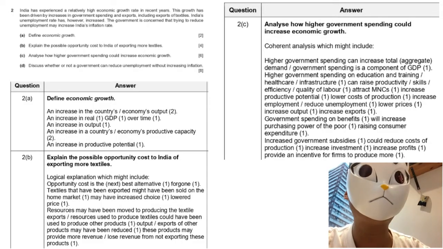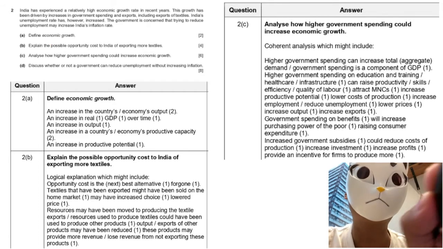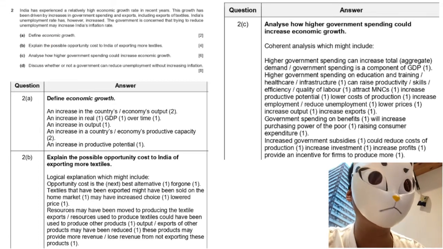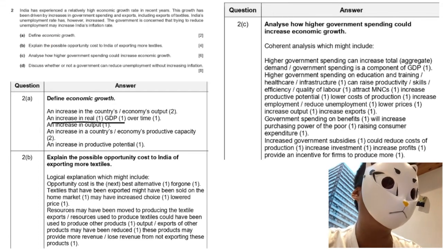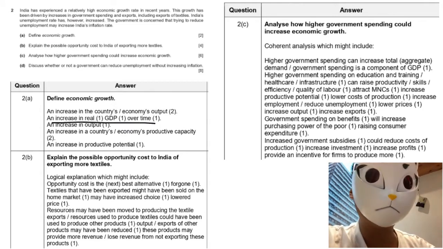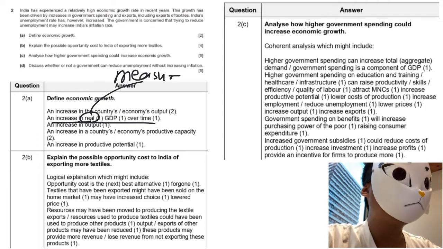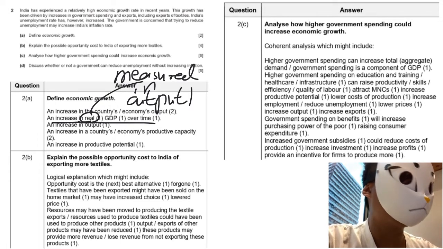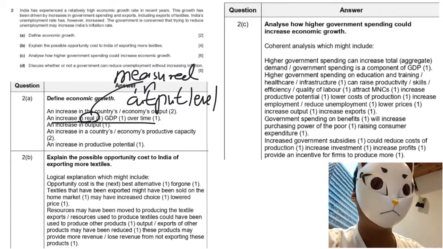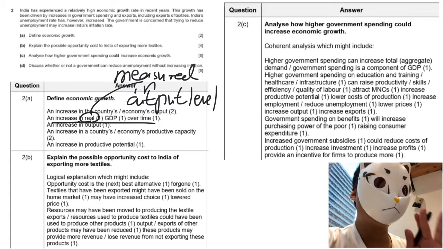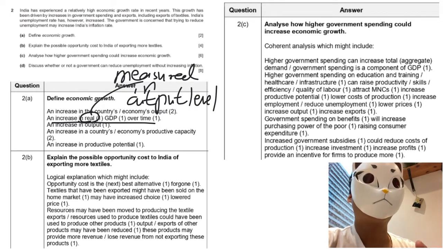Now question 2a, we have to define the term economic growth. It's a very common mistake that students talk about an increase in GDP. No, it must be real GDP, that is measured in output level. If you just talk about an increase in GDP, the score will be deducted. Remember it's the real GDP.